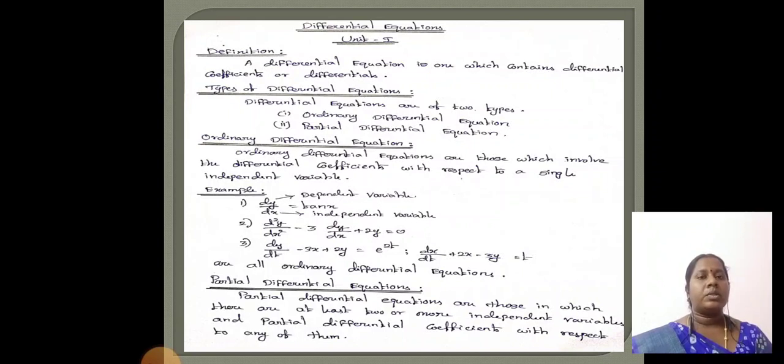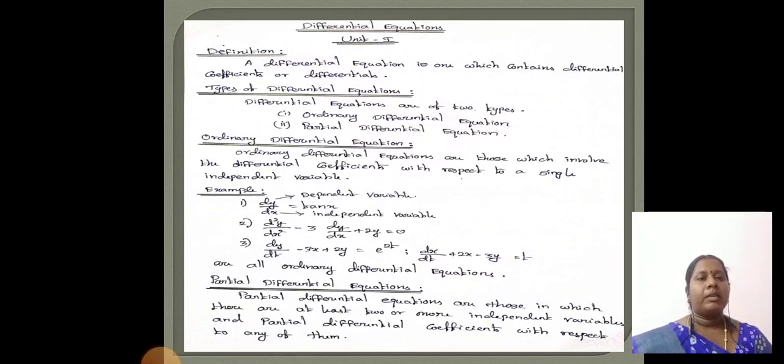Next, we are going to see types of differential equations. Differential equations are of two types: ordinary differential equation and partial differential equation. Next, let us see the definition of ordinary differential equation. Ordinary differential equation is an equation which involves the differential coefficient with respect to a single independent variable.